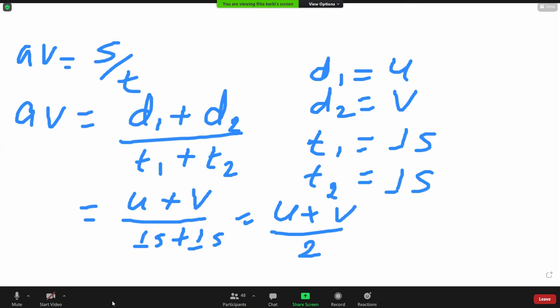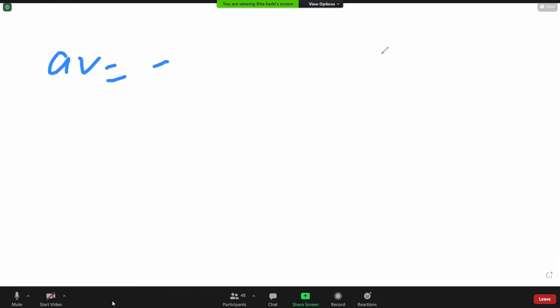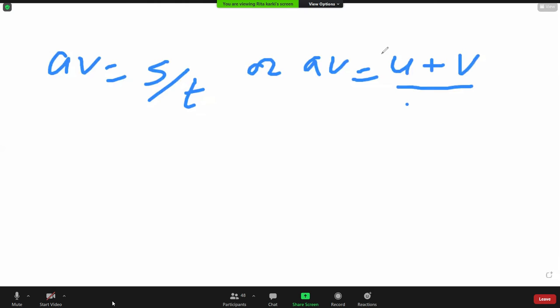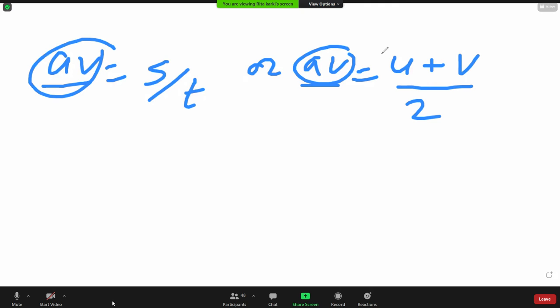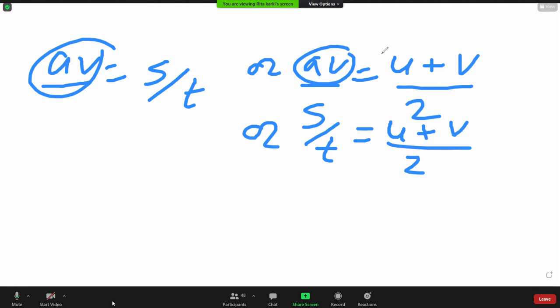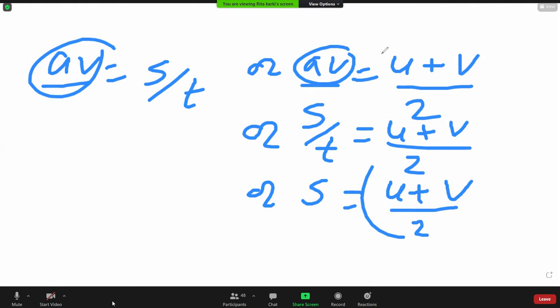So now we found two different equations. That is, average velocity equals S by T, and again, average velocity equals U plus V upon 2. Yes or no? Now this AV can be replaced with either U plus V upon 2 or S by T. Since average velocity is also equal to S by T, we can write S by T is equal to U plus V upon 2. Or the total distance traveled by the object is U plus V upon 2 into T, which is the third equation. Clear?